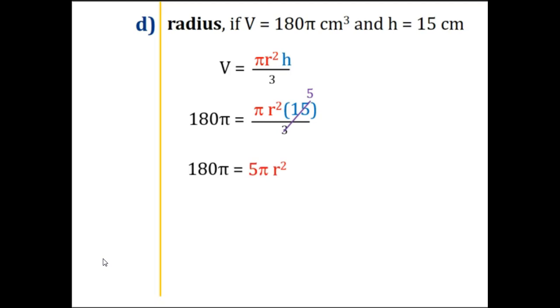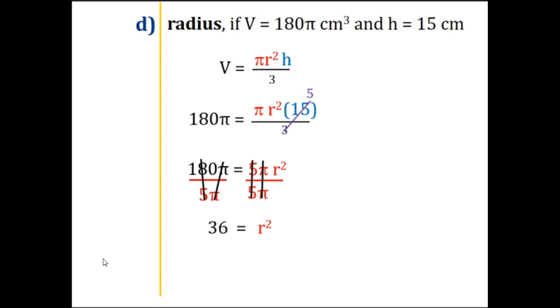Okay? So what am I going to do next? Divide both sides by what? By 5 pi, right? Because I want to know what r is. So if I divide both sides by 5 pi, my pi's cancel and my 5's cancel. It just leaves me r squared on the right. What cancels on the other side? Can my pi's cancel? Yes. Can I divide 180 by 5? What do I get? So r squared is equal to 36, right?